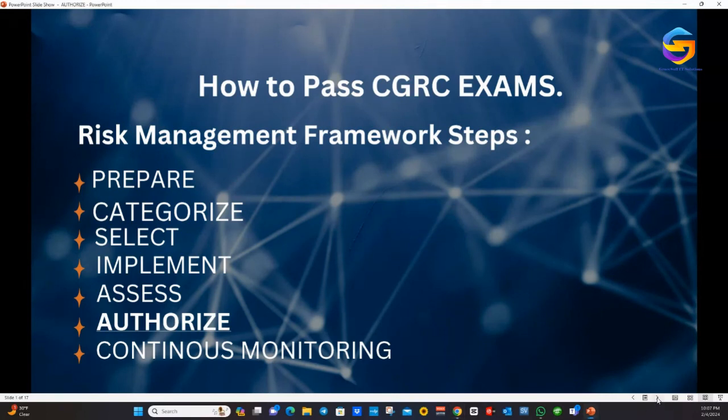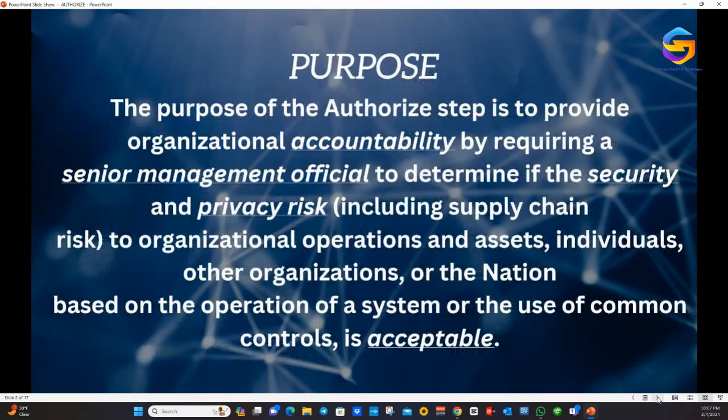But as always, we want to look at the purpose of the authorization step. The purpose of the authorization step is to provide organizational accountability by requiring a senior management official to determine if the security and privacy risks, including supply chain risks, to organizational operations and assets, individuals, other organizations, or the nation, based on the operation of a system or the use of common controls, is acceptable.